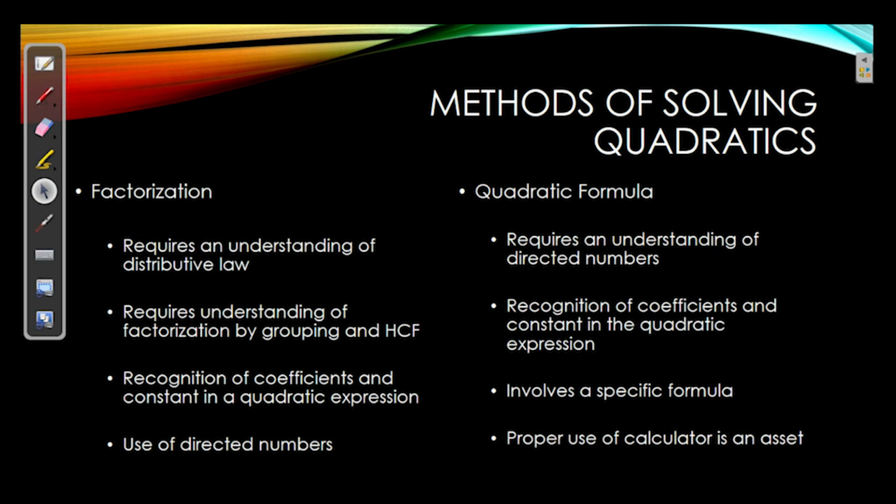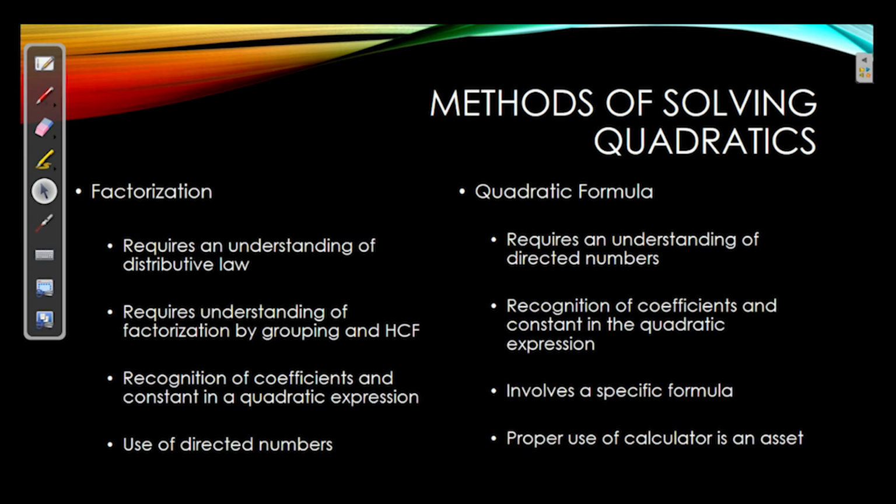You need to be able to identify factors because we use a technique in factorization of quadratics which involves the highest common factor. It measures our understanding of the techniques of factorization by grouping and highest common factor. We also need to know all the things that we talked about from our last lesson, where we identify coefficients and constants in our quadratic expressions. Directed numbers will play a very important role in this particular technique. It's very important for us to understand that algebra hinges on our understanding of directed numbers.